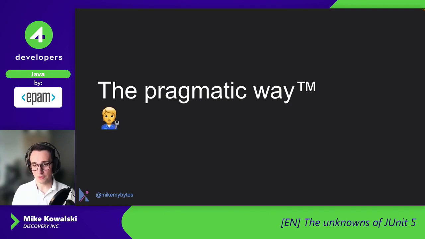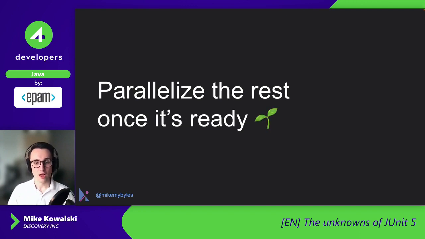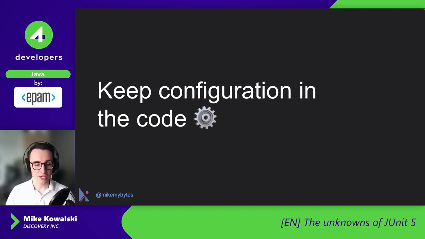So my proposal of the pragmatic way of parallelizing our tests looks more or less like that. Let's start from the unit tests. Let's parallelize all the unit tests by default, because this is our low-hanging fruit in terms of parallelization. It shouldn't be a big deal to do so. But keep the rest, or allow parallelization of the rest of the test cases once they are ready. One important thing here is that we should keep the configuration of what should be run in parallel or what's not within the code itself.